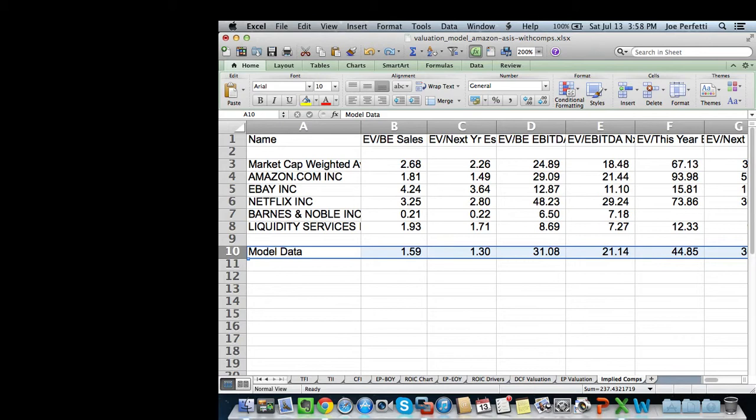Same with the ROIC chart. So an upwardly sloping ROIC chart isn't necessarily impossible to achieve. You just have to explain how it's going to happen, because you're explaining the exception, you're not explaining the rule. Right? So that's what we're really trying to do here.